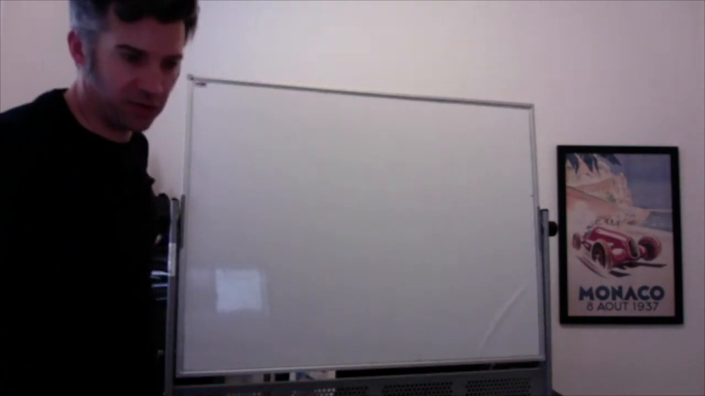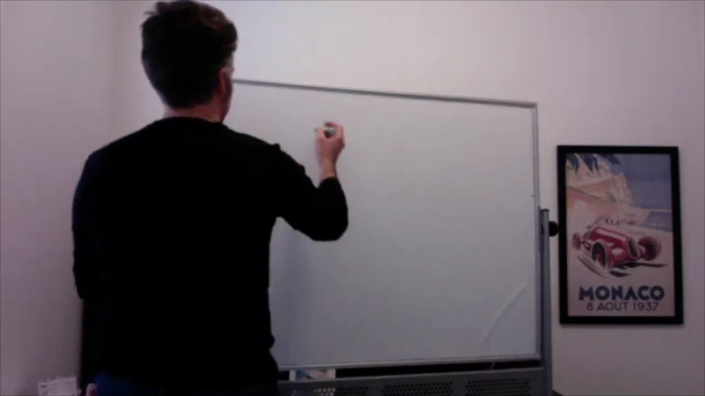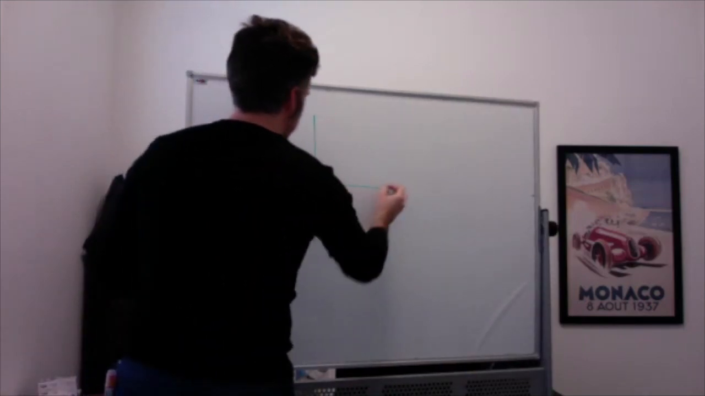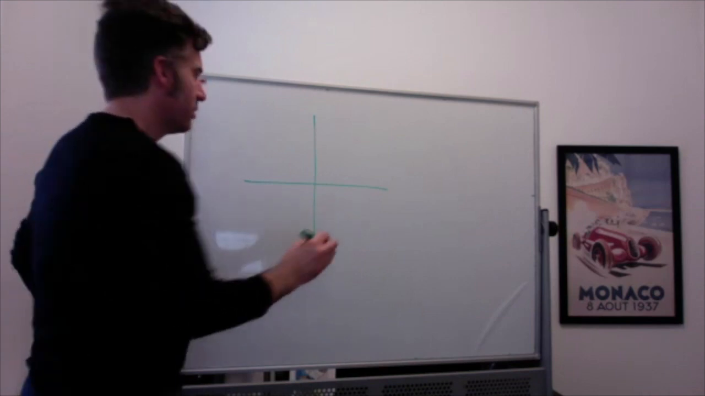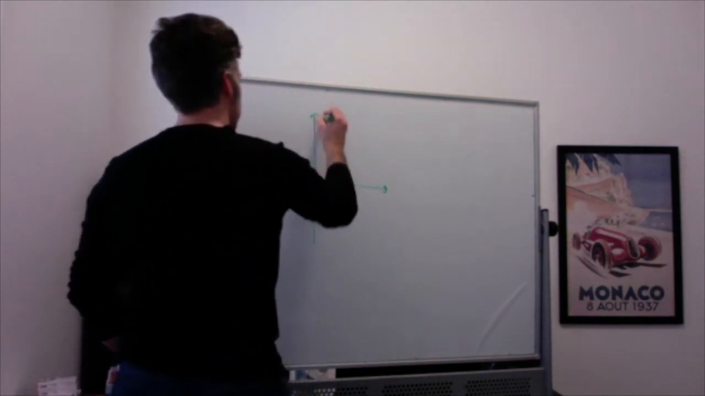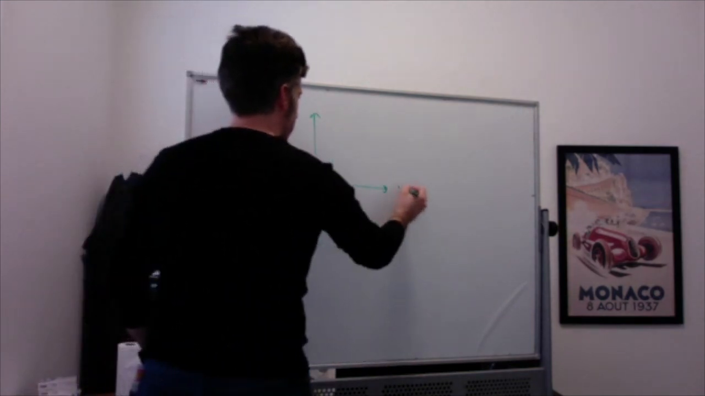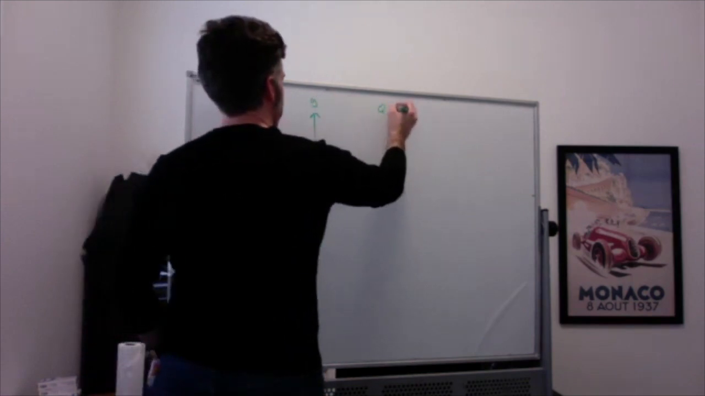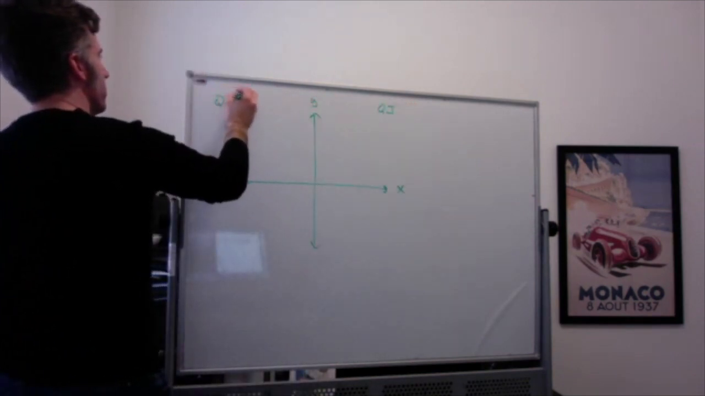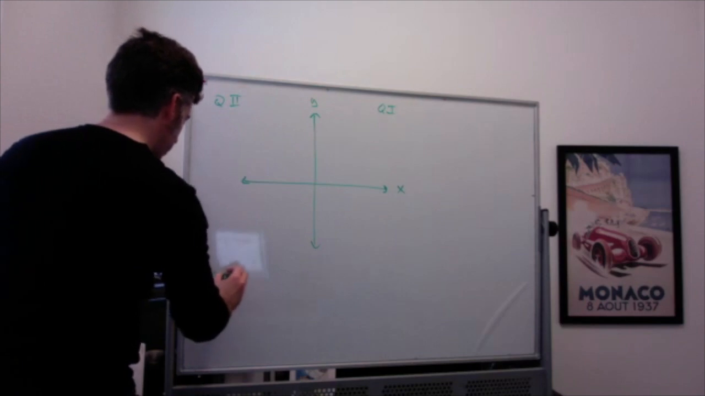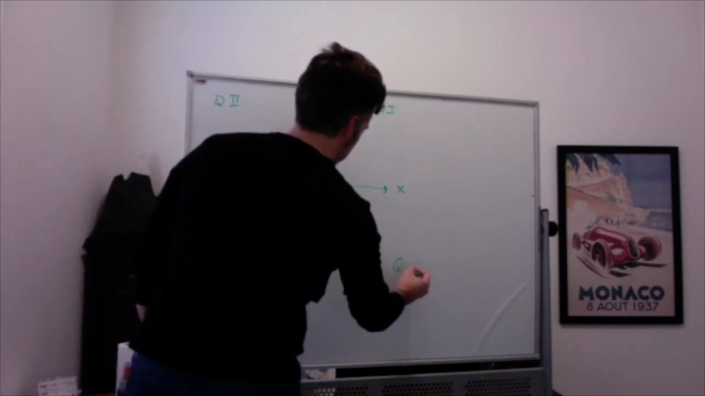So let's draw another circle. And we're not done with these circles yet. Actually, let's not draw a circle just yet. So here we're in quadrant 1, here we're in quadrant 2, here we're in quadrant 3, here's quadrant 4.